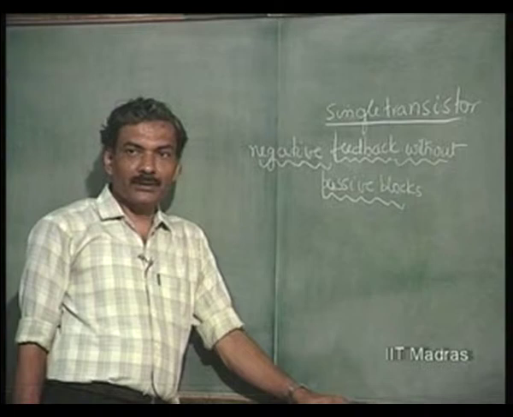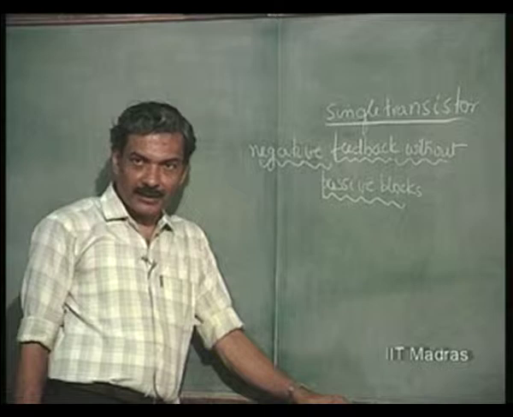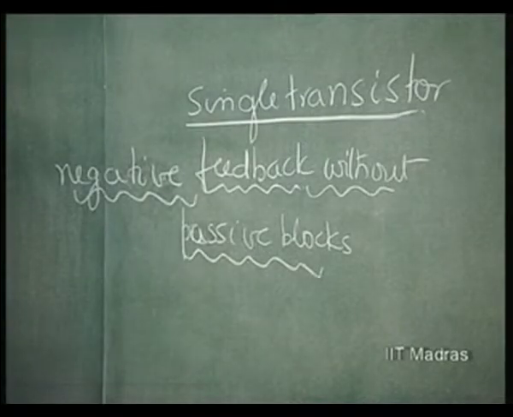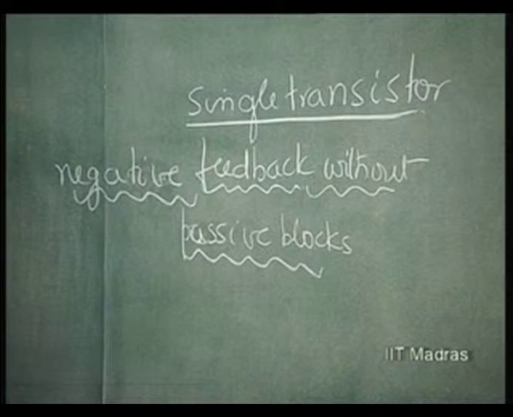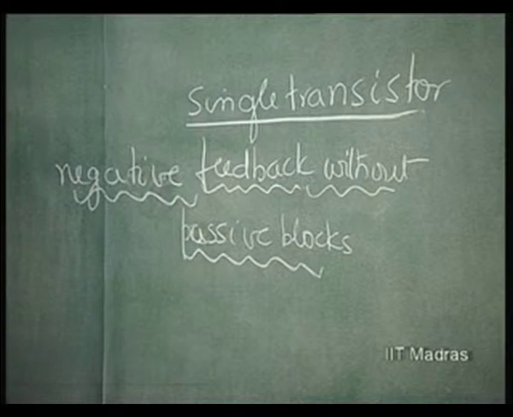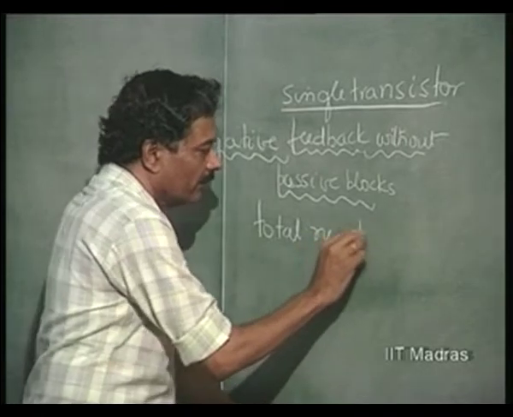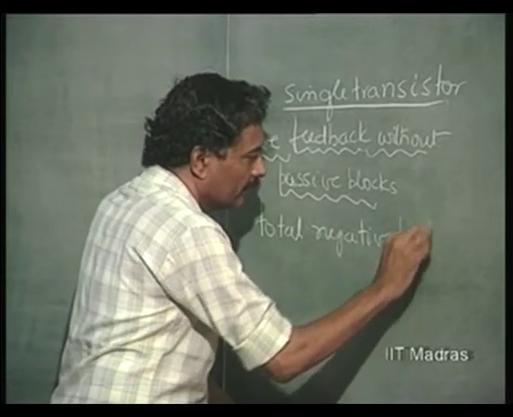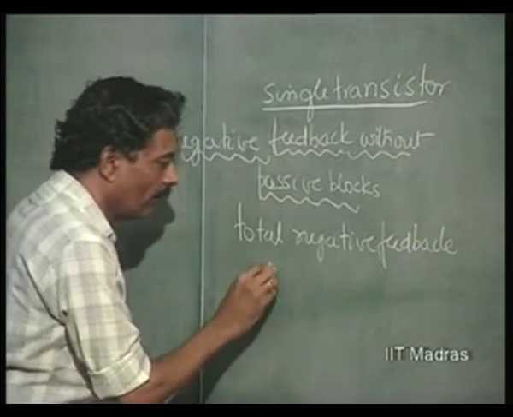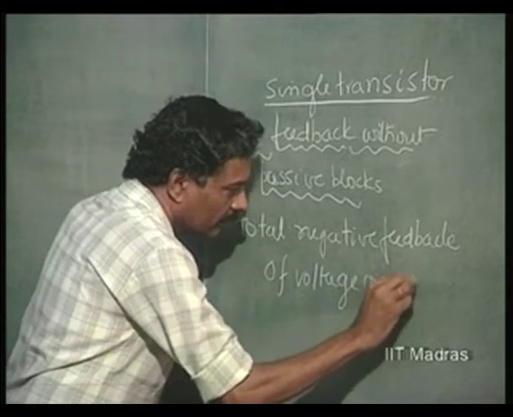Now that you have understood thoroughly single transistor Z feedback and Y feedback arrangements, I would like to discuss the very fundamental concepts about negative feedback using a single transistor where no passive network comes into picture. That is total negative feedback of voltage or current. What happens?